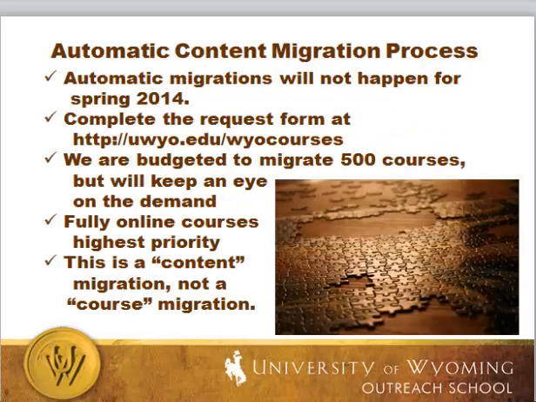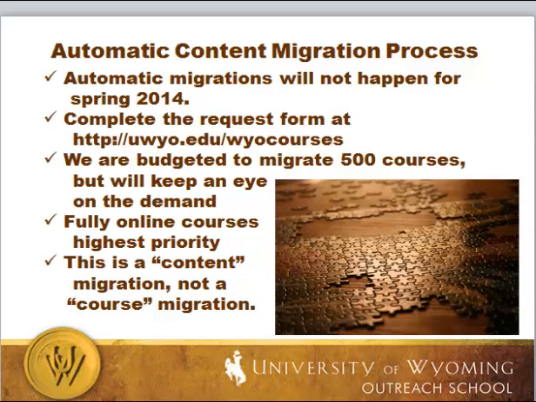There are some caveats in regard to automatic content migration. So first of all, automatic migrations will not happen for spring. The migration timeline is too long to get that done by January. So if you want to use Canvas in the spring, you'll need to put content in your Canvas course shell on your own. Remember, you can still use eCollege in the spring.